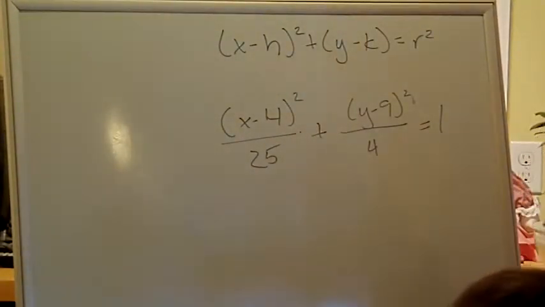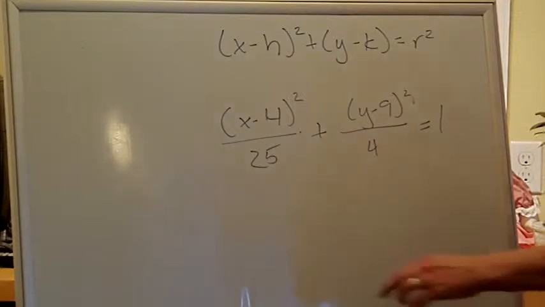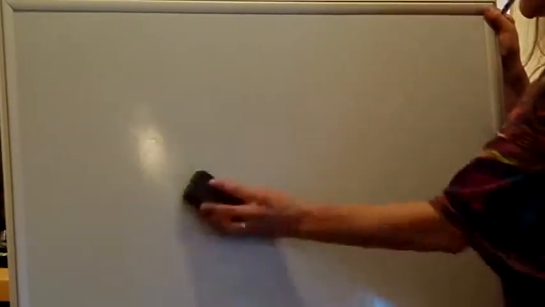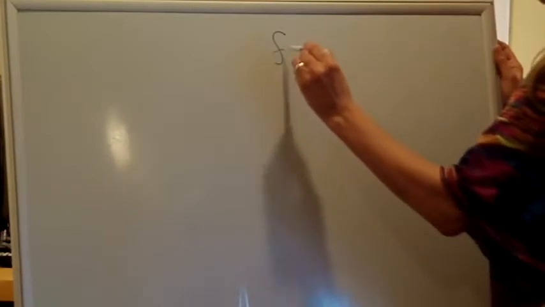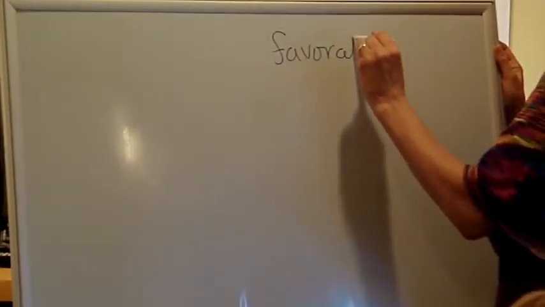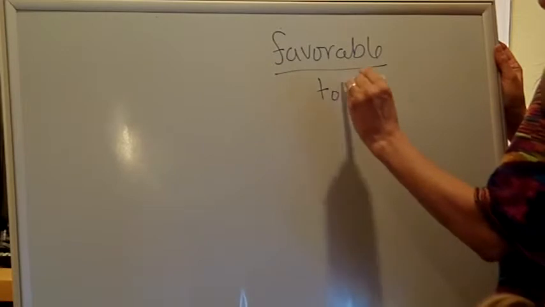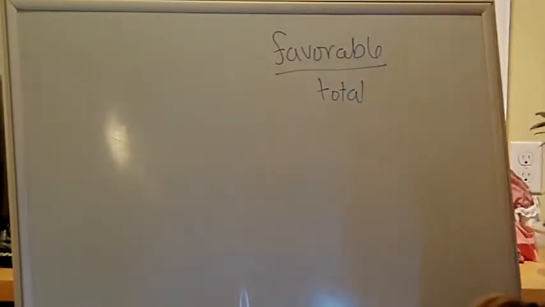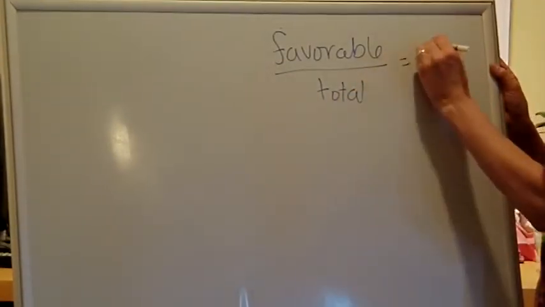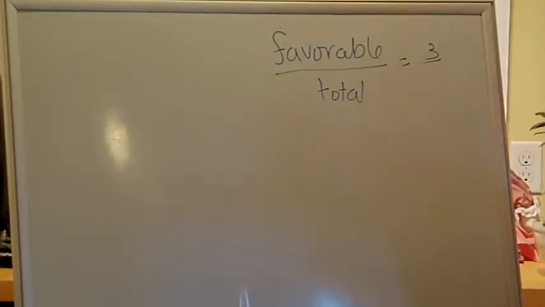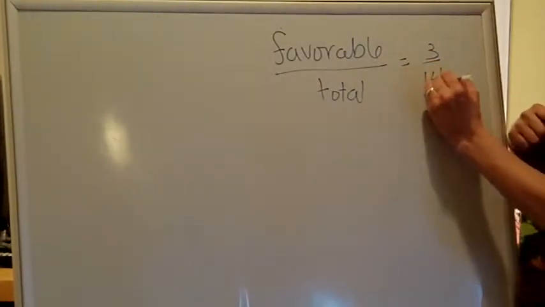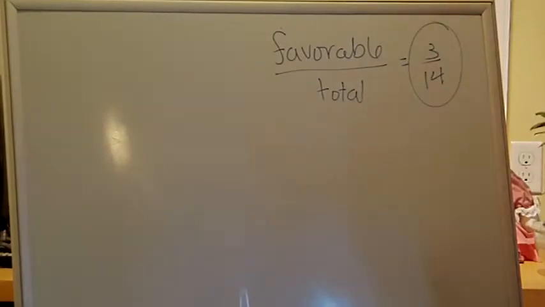Okay, 37. A bag contains 4 red marbles, 7 white marbles, 3 blue marbles. If Sue pulls 1 marble from the bag, what's the probability the marble will be blue? Remember, probability is just favorable over total. So since you want a blue marble, you got 3. How many total marbles do you have? 14. There's your probability, 3/14. Answer choice C.